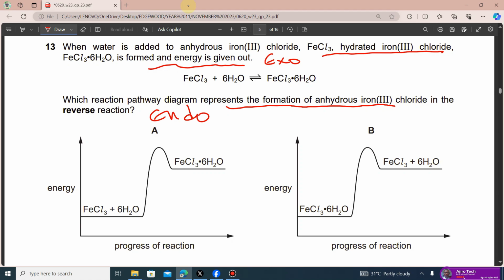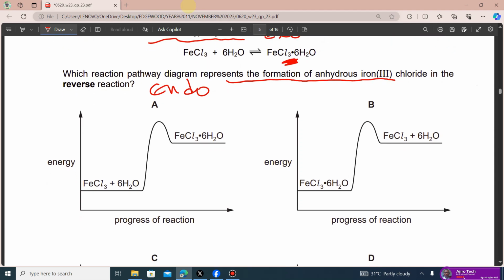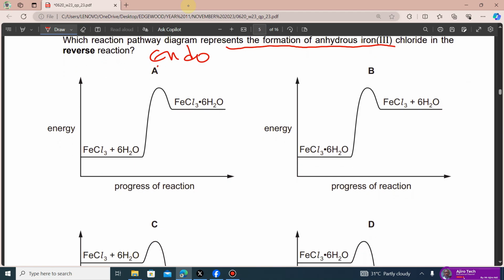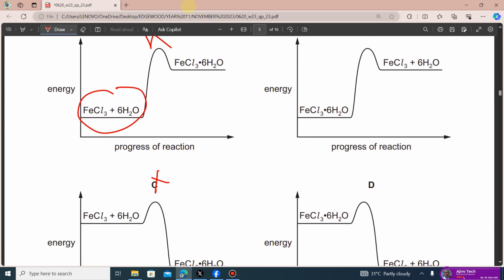Now, let's eliminate again. So for the reverse, this becomes the reactant for the reverse. So let's look at the pathways. Which one doesn't have the hydrated salt as the reactant? This doesn't have it, because this is the product again, and C again is also wrong. So we are left with option B and C because they contain the hydrated salt as the reactant.